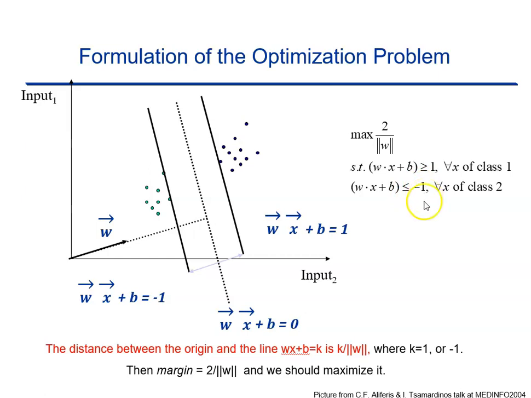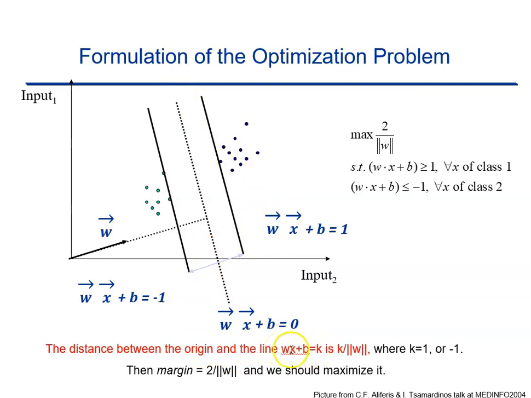Now we want to find the two lines, the two margins, in such a way that we have the widest margin possible. So we have three lines. One line is wx plus b equals 1. Another line is wx plus b equals minus 1. And the line in the middle of these two is wx plus b equals 0, which will be our separating line, or separating hyperplane in a higher dimensional space.